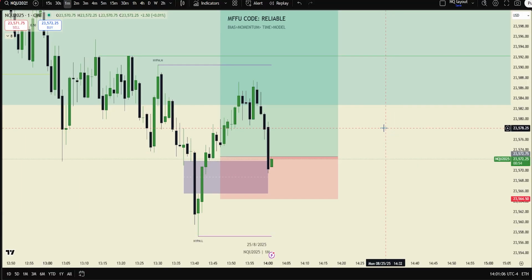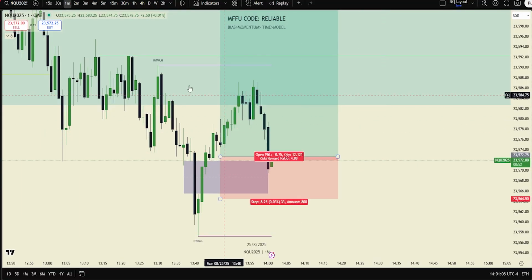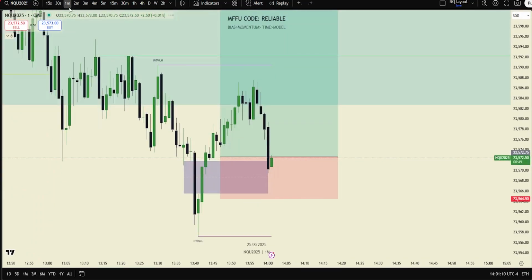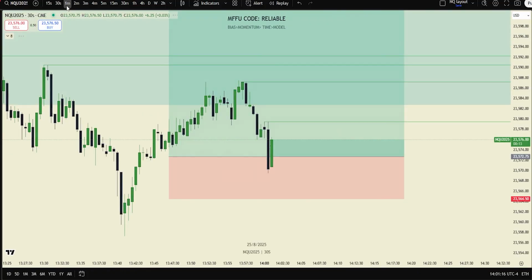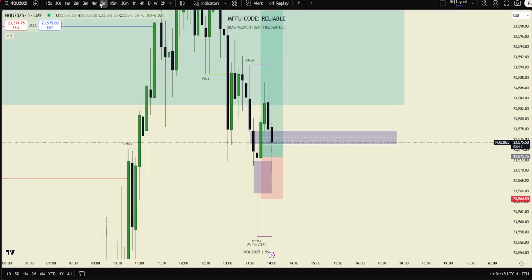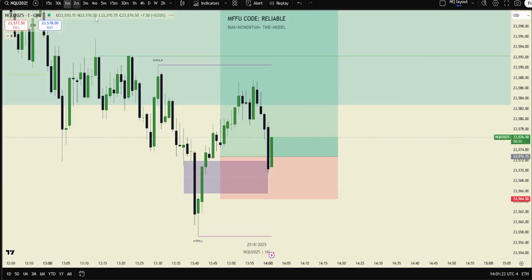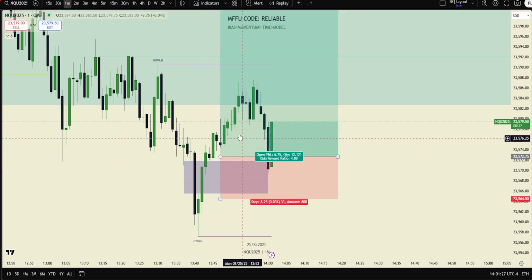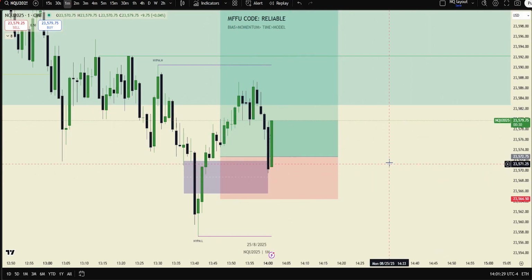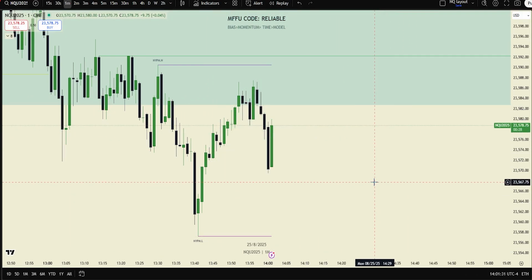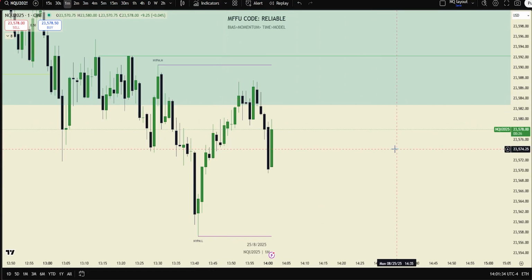Is this PA still bad? Yeah, because we're struggling to form 1-minute fair value gaps. This will be annoying if we just tap the break even and pop right back up. I hope the setup fails now so that the break even actually saves us.